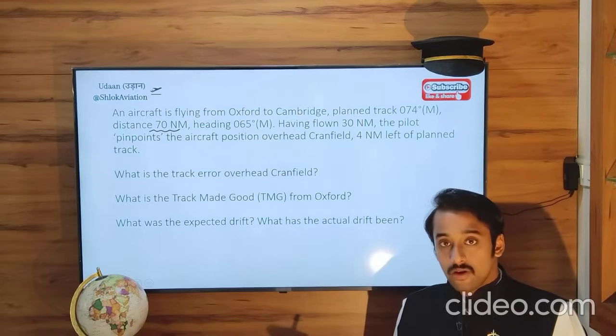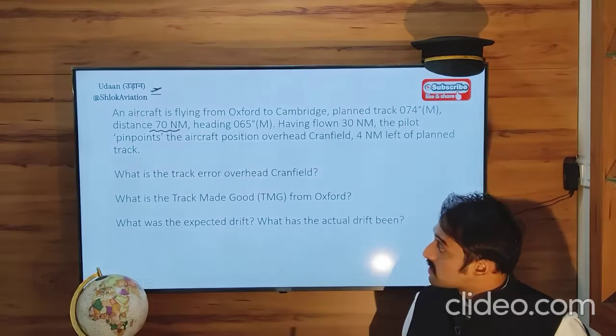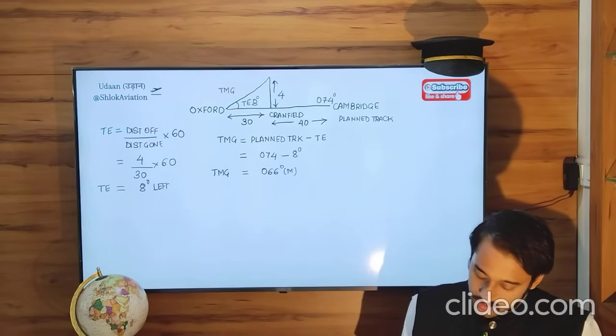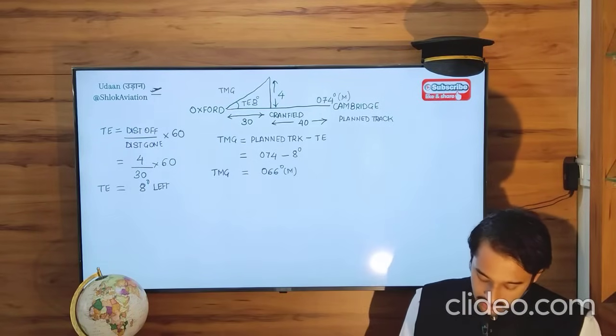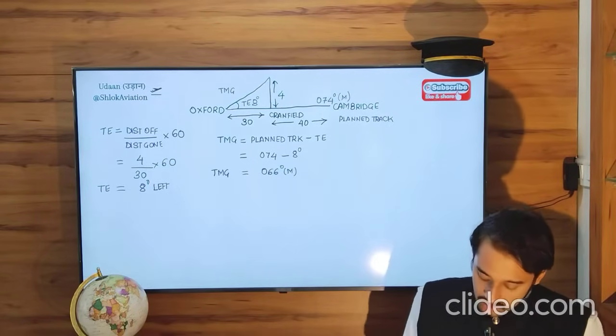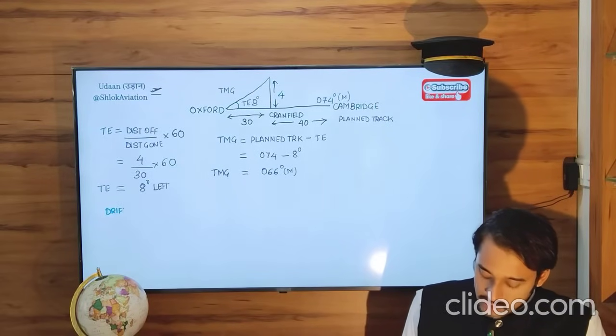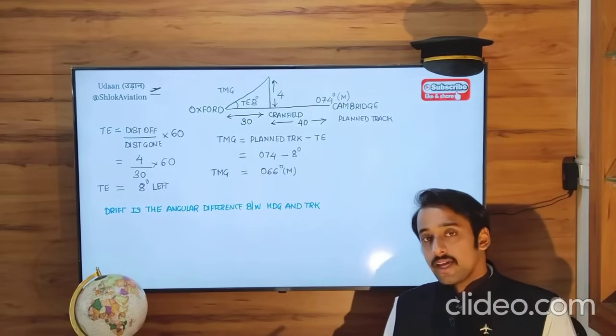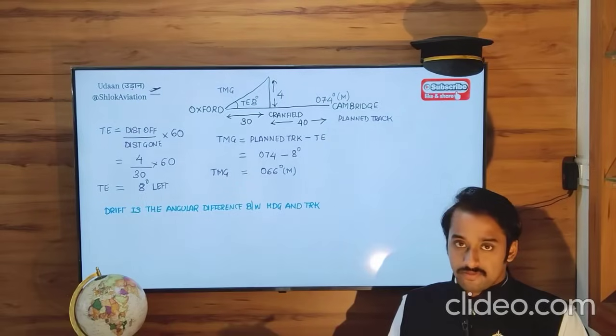What was the expected drift and what is the actual drift? So now what is drift? It is the angular difference between heading and track. It is the angular difference between the heading your aircraft is flying at and the track.